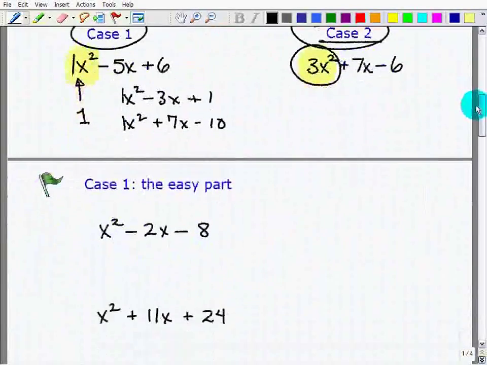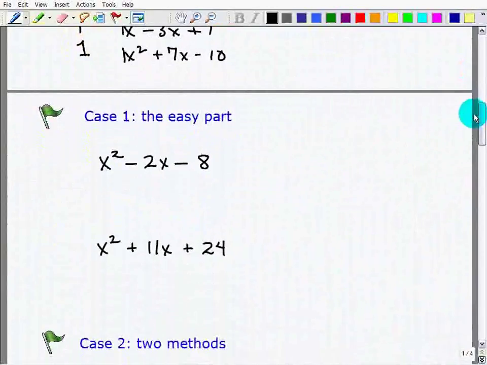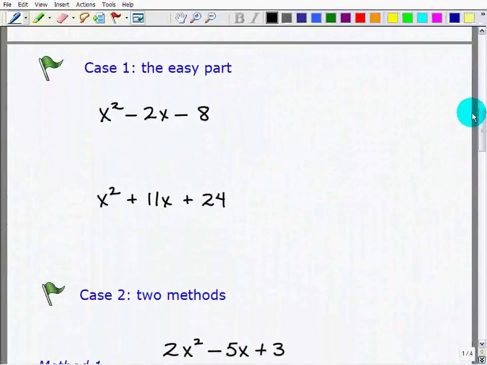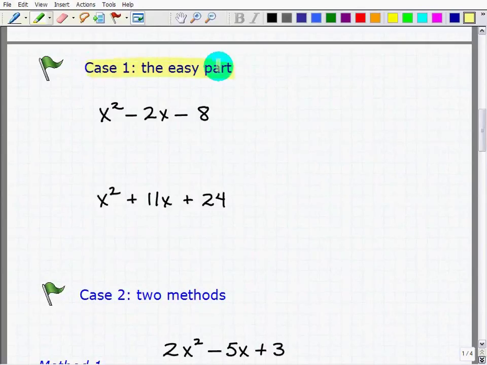And by the way, I cannot stress to you enough the importance of looking at these example sets also, practicing as much as you can to get really good at this. All right, so let's take a look at case 1, the easy part. Let's get that out of the way.